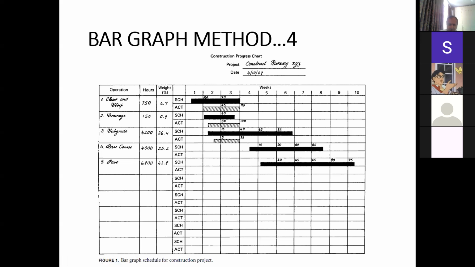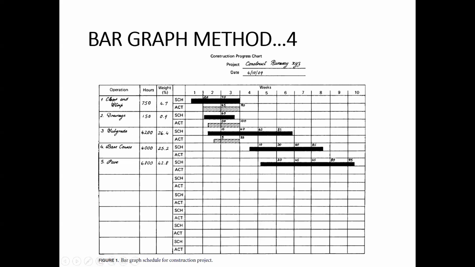Clear and grub, drainage. Okay, then subgrade, base course, and pavement. So this is a road construction project. This bar chart has been shown for a road construction project, and these activities are performed in a sequence. Clear and grub, the clearing work, is performed before the other work.